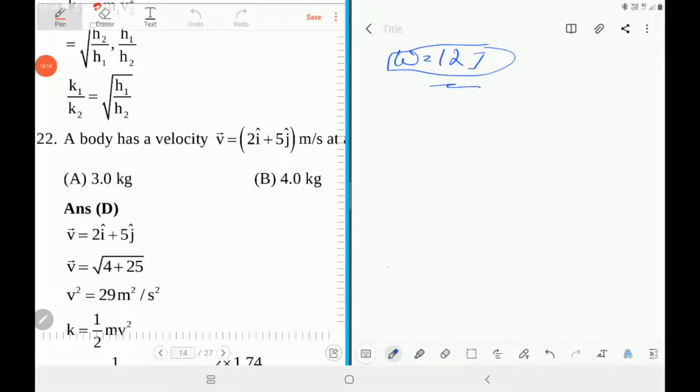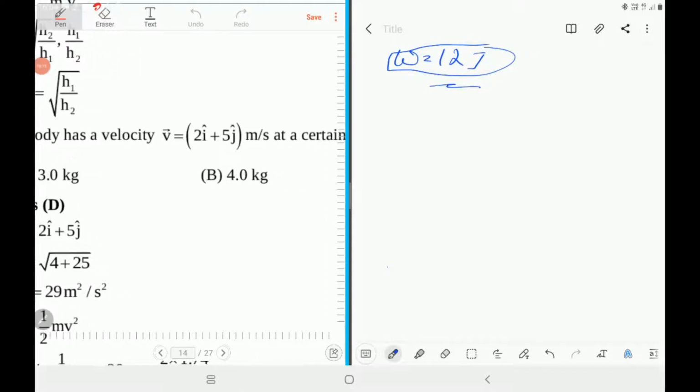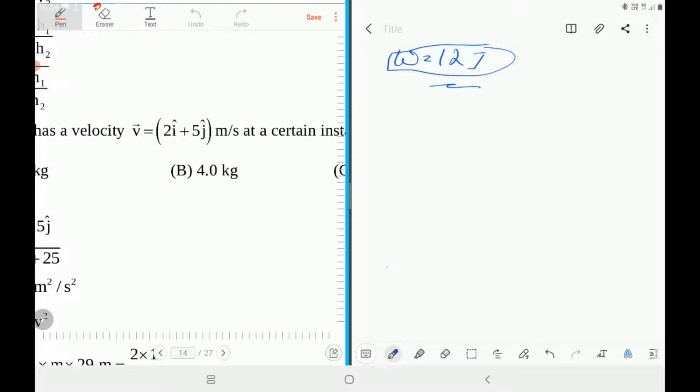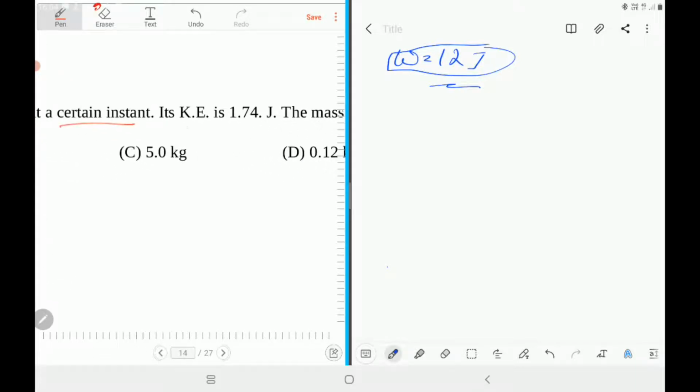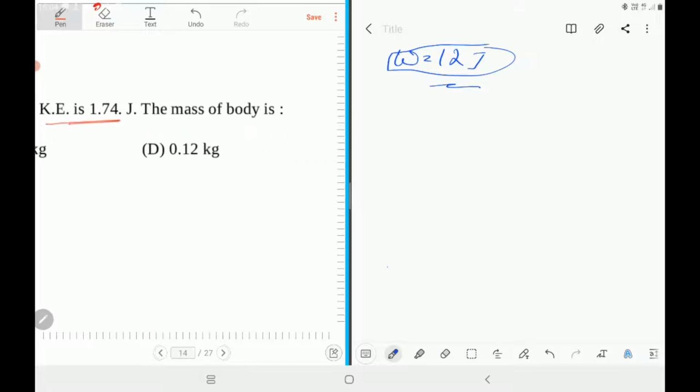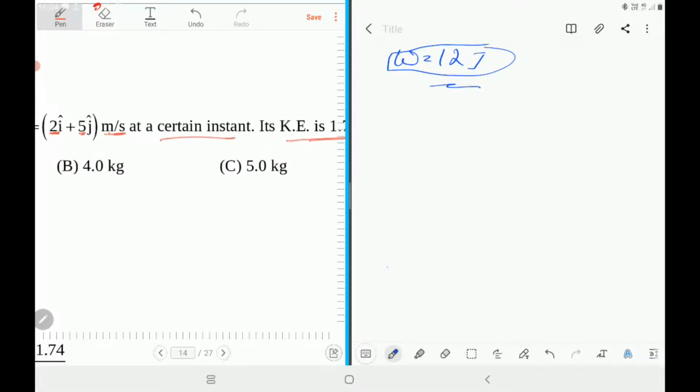Now look at this. A body has a velocity v = 2i + 5j, value in meter per second. He says 2 meter per second along i and 5 meter per second along j. Instead of giving the total value, he gives the component split-up value. It has 2 meter per second on the x-axis, 5 meter per second on the y-axis at a certain instant. Then kinetic energy is 1.74 joule, what is the mass of the body? The kinetic energy formula I've been learning from high school, so I can continue.